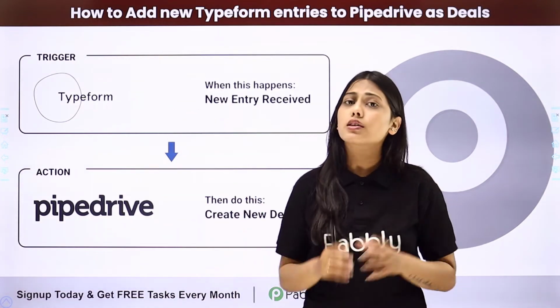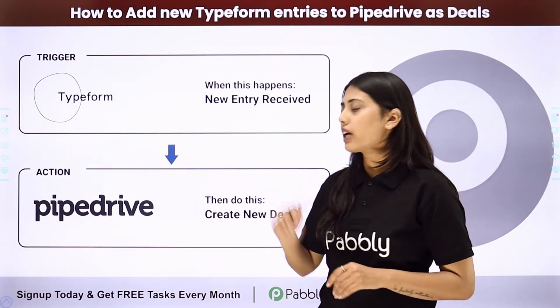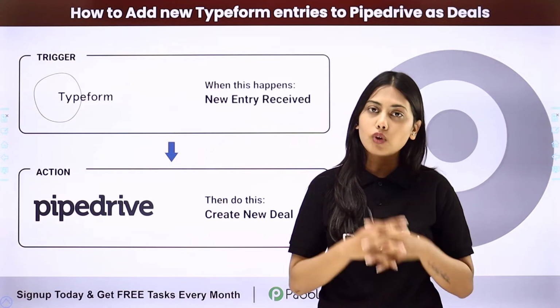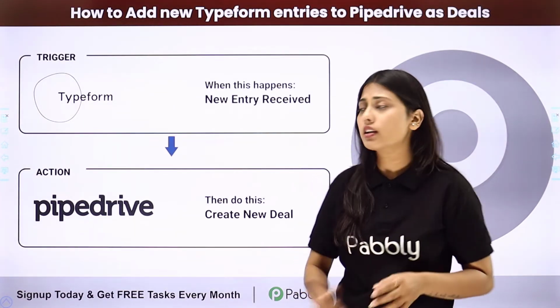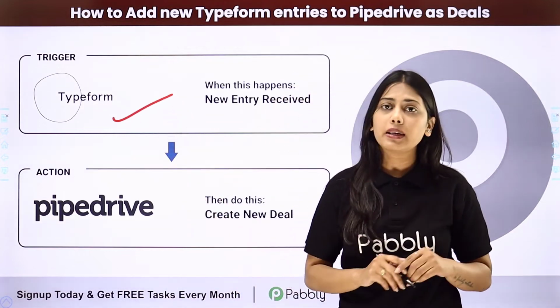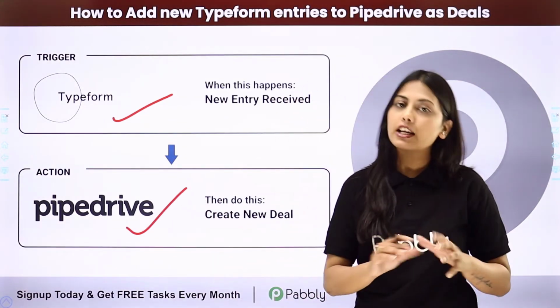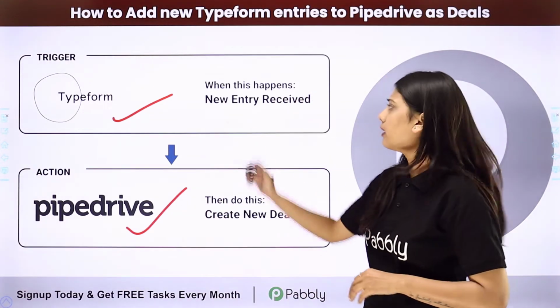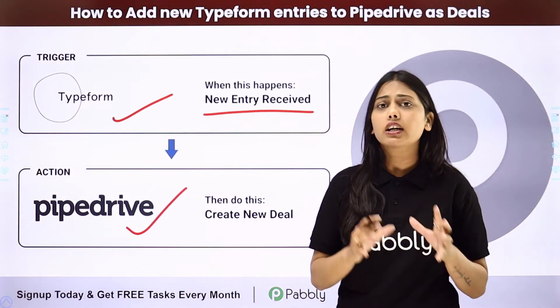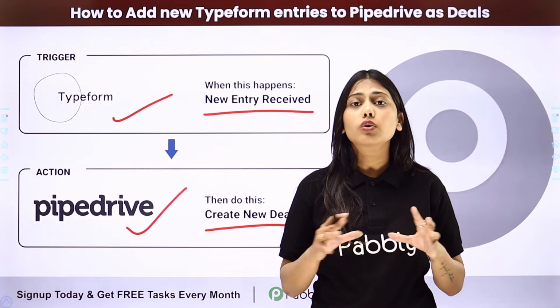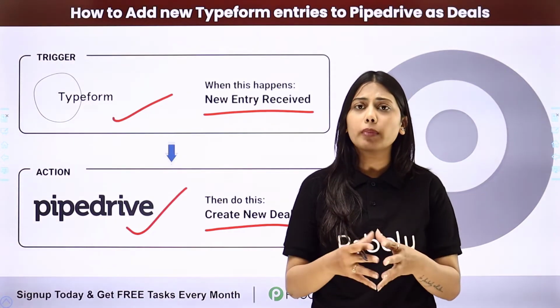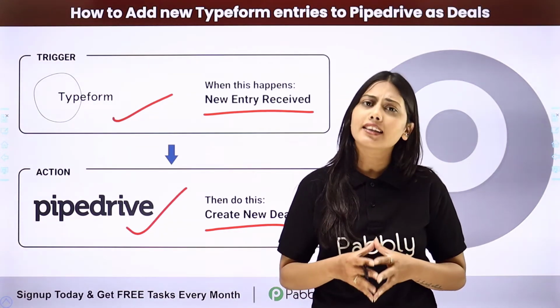Now Typeform is a form builder application and Pipedrive is a customer relationship management software. We will be integrating both these applications in such a manner that Typeform will be our trigger application and Pipedrive will be our action application. For example, whenever a new entry is received in Typeform, a new deal will be created in Pipedrive. This way, you can actually create a deal in your Pipedrive account without sharing their credentials.